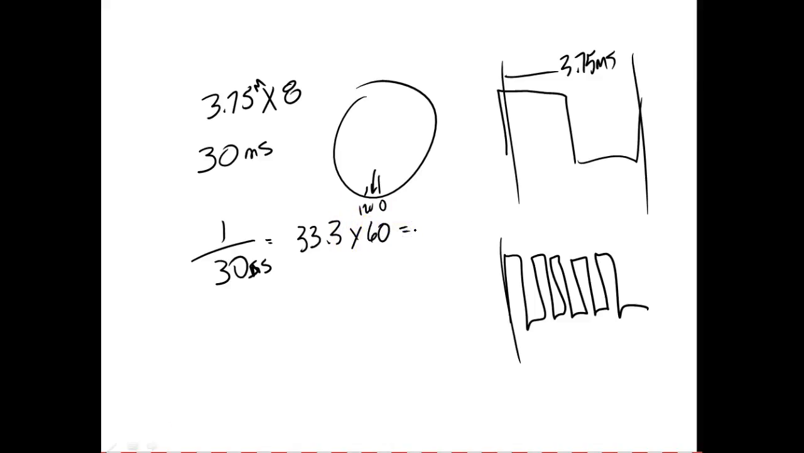Then I'd multiply it. Yeah, so the 33.3 would be the revolutions per second, because I took the reciprocal of seconds. So my answer is going to be in what? Seconds, right? You understand that? So it's doing 33.3 revolutions per second. I multiply that by 60, and that gives me the revolutions per minute. Because I counted them.